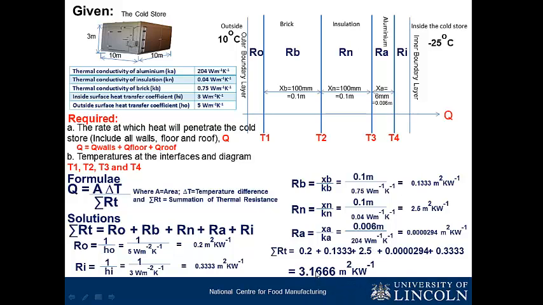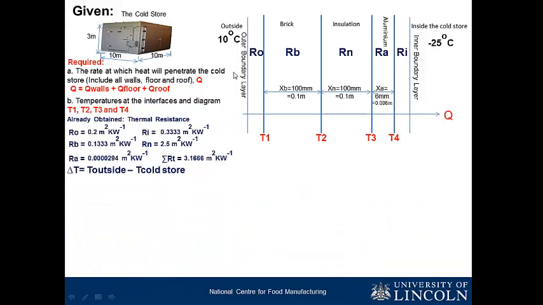You have 3.1666 meter square Kelvin per watt. So we've been able to establish the summation of thermal resistance. Then we need to find the change in temperature, which is 10 minus 25. The change in temperature is the temperature outside minus the temperature in the cold store. You have 35 K.